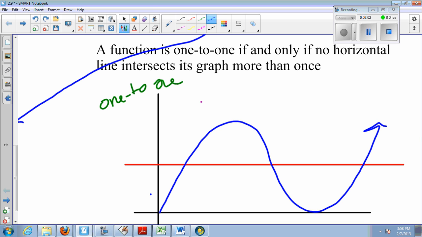Here we have a curve, and we can see right away it's hitting the horizontal line in 3 spots. So this is not one-to-one.